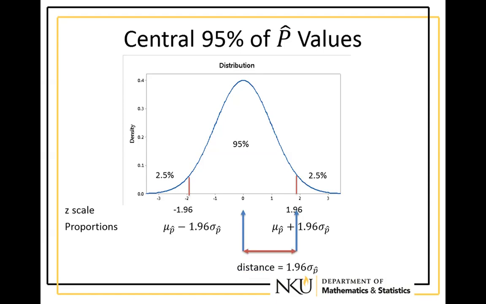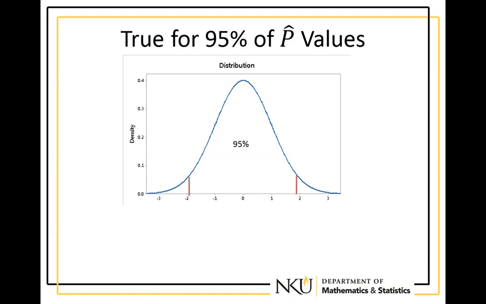Well, what do we know about that distance? Well, how far did we move from the mean? We moved 1.96 times sigma sub p hat. So that is the distance from the mean out to that right endpoint. What do you know is true about 95% of sample proportion values based on what we have just discovered?